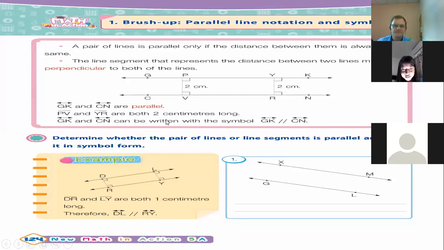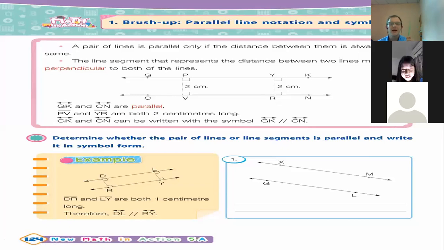So, a pair of lines is parallel only if the distance between them is always the same. If you look on page 124, they have a nice picture on top where it almost looks like a ruler. And we can see point G and point C are opposite each other. And this distance, they tell us, is 2 centimeters. No matter how far this line goes, it can go on until you reach Bangkok, it will always be 2 centimeters apart. It will never get smaller or bigger. The distance will always be the same if it's parallel lines.